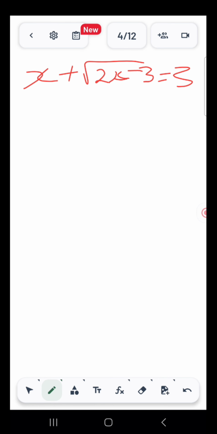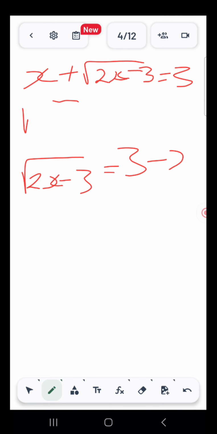So before we destroy the root, we must isolate the root. Before we deal with it, we must put it by itself, because now it has a friend, plus x, and we don't want plus x here, so we move it. So we say, okay, the square root of 2x minus 3 equals 3 minus x. We transpose the x. So we have 3 minus x.